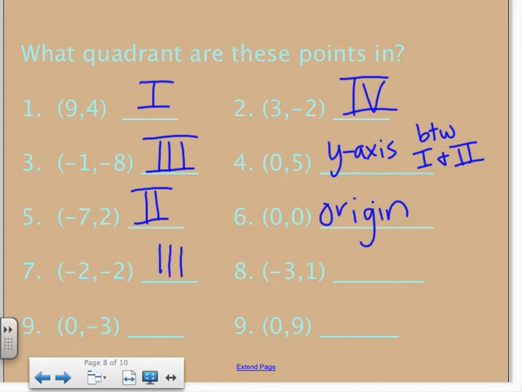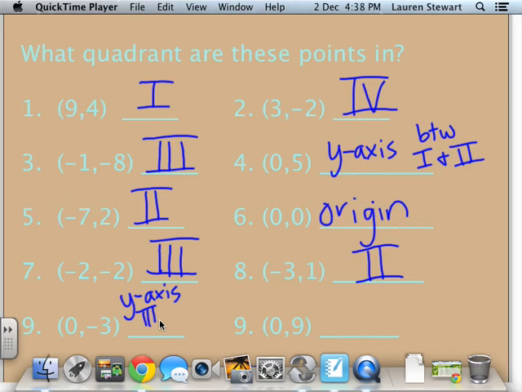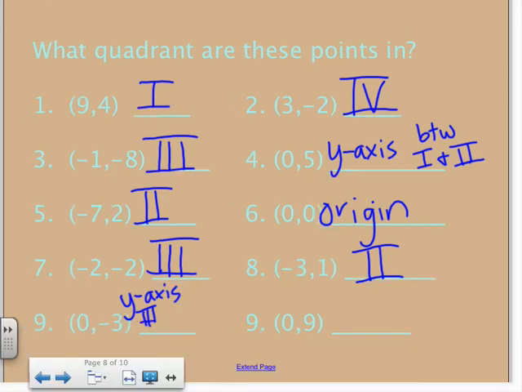-2, -2 is in the third quadrant. -3, 1 is in the second quadrant. 0, -3, again, it's not going out along the x-axis at all. It's only on the y-axis. But this time it's down in between quadrants 3 and 4. And then 0, 9 again is on the y-axis, just like the one above, it's between 1 and 2.